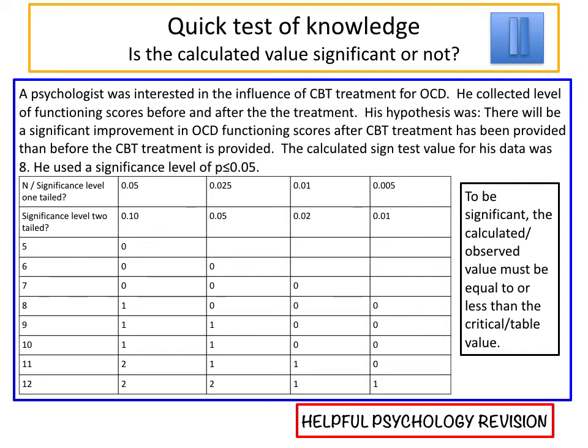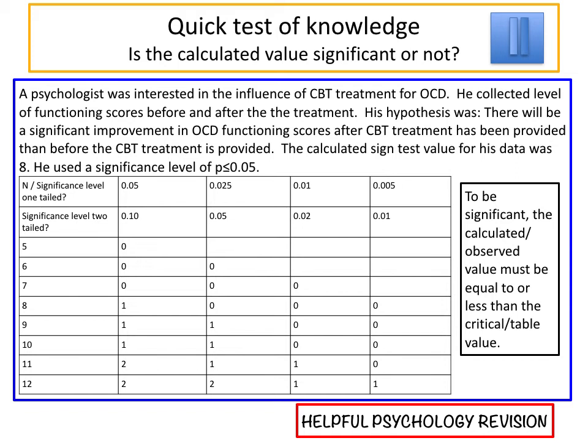So a quick test of your knowledge, and in this case we're looking at whether the calculated value is significant or not. A psychologist was interested in the influence of cognitive behavioural treatment for OCD, obsessive compulsive disorder. He collected level of functioning scores before and after the treatment. His hypothesis was directional. There will be a significant improvement in OCD functioning scores after CBT treatment has been provided than before the CBT treatment is provided. The calculated sign test value for his data was 8, and he used a significance level of p is smaller than or equal to 0.05.